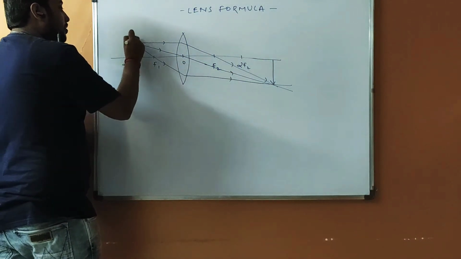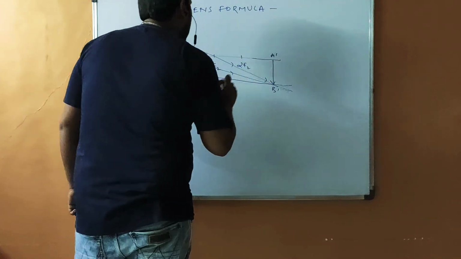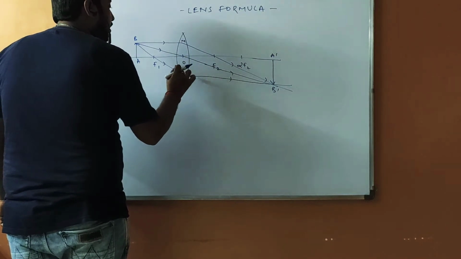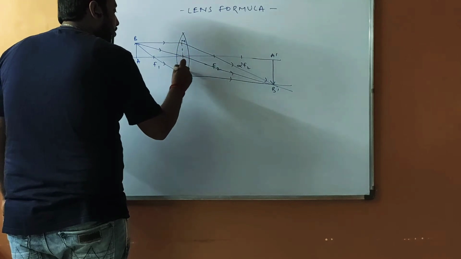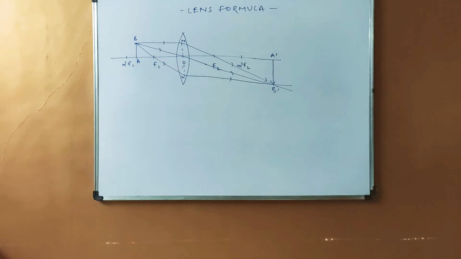This is A, this is B, this is A dash, this is B dash, and this point is M, this point is N. So this is the required diagram that we have got. We will derive from this ray diagram, not from the lens maker's formula. A very easy process it is. Have a look.